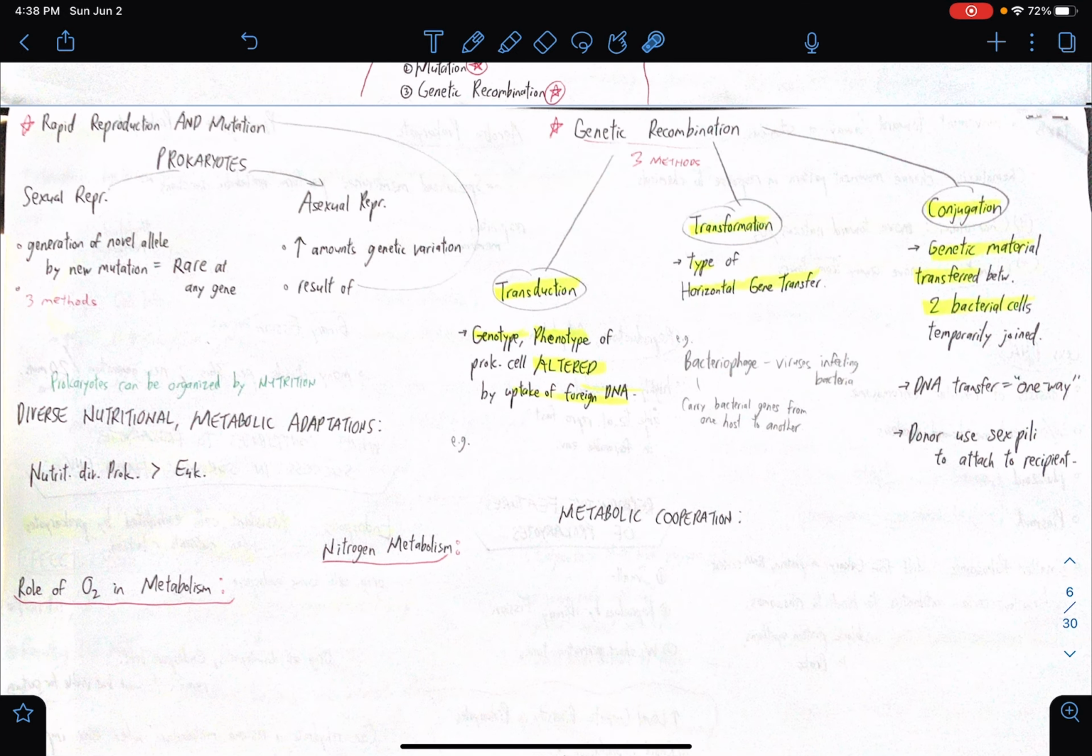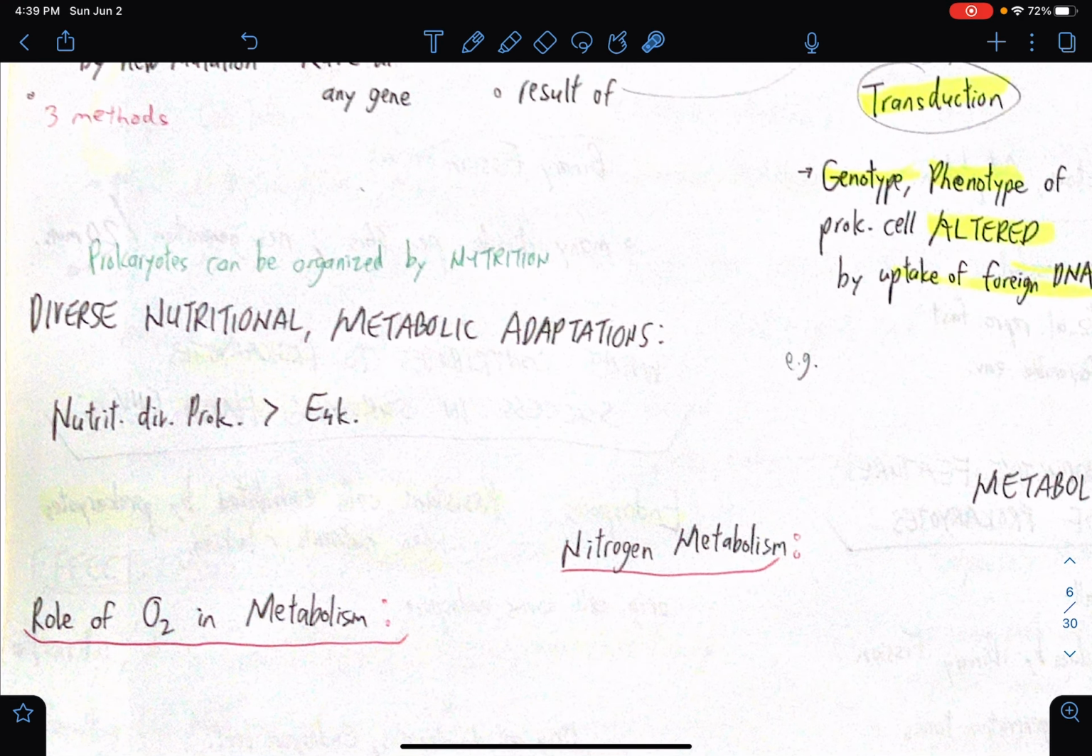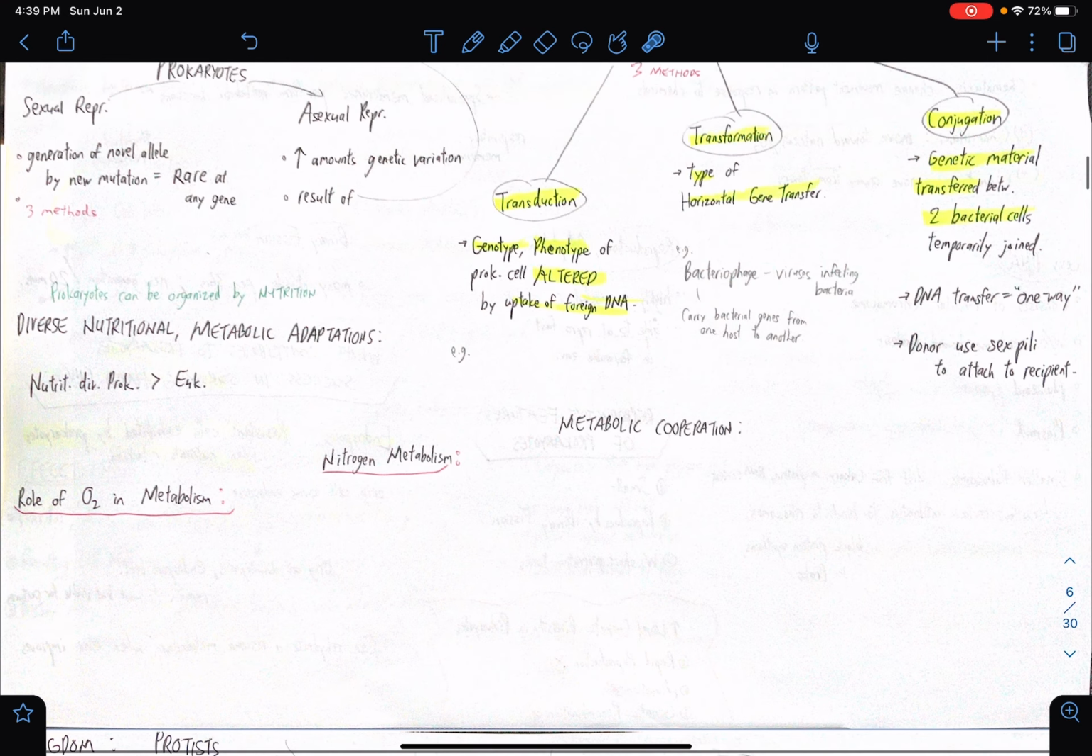Okay, now diverse nutritional and metabolic adaptations. Prokaryotes can be organized, aside from reproduction, by nutrition. The nutrition of prokaryotes is more diverse than that of their eukaryotic counterparts. Okay, I suppose I skipped this part: cooperation, nitrogen metabolism, role of oxygen in metabolism.